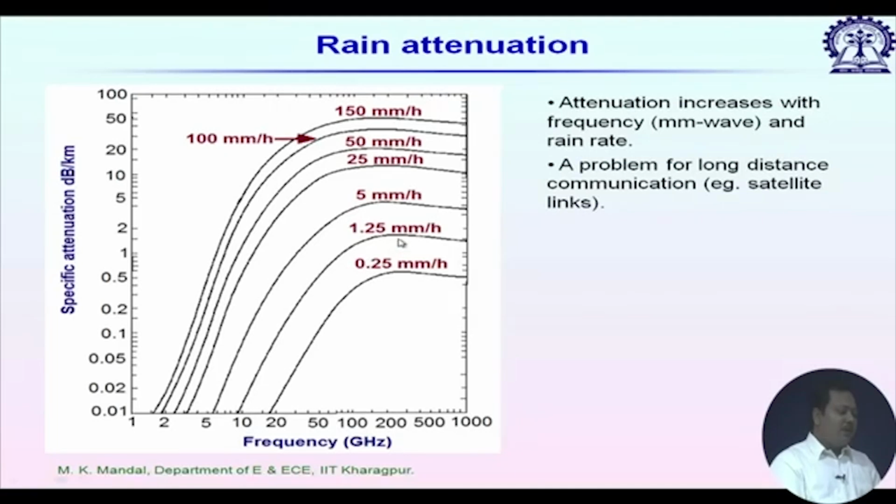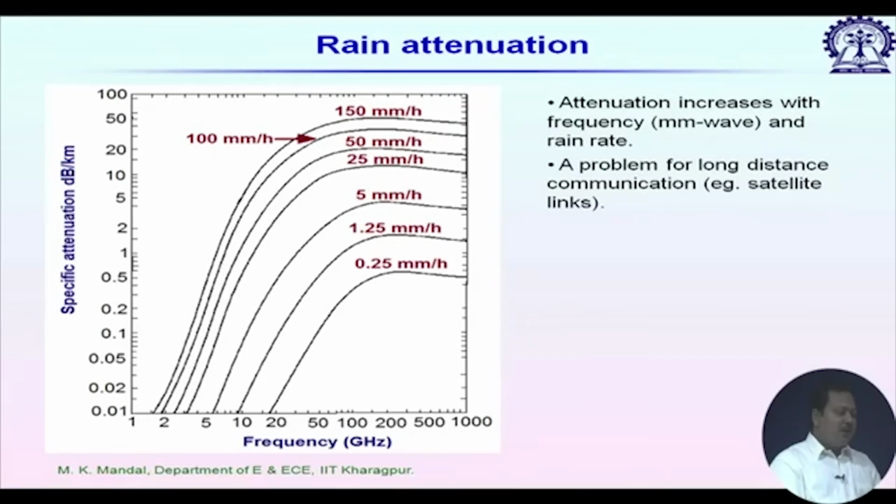So, that is why this effect is more prominent at millimeter wave frequencies compared to the lower frequencies. For example, if I follow any curve, let us say for moderate rain rate 25 millimeter per hour, below X band the attenuation is showing 2 dB per kilometer, but in the millimeter wave frequency range it typically increases to 10 dB per kilometer. So, this is a problem for long distance communication. For example, for a satellite link.